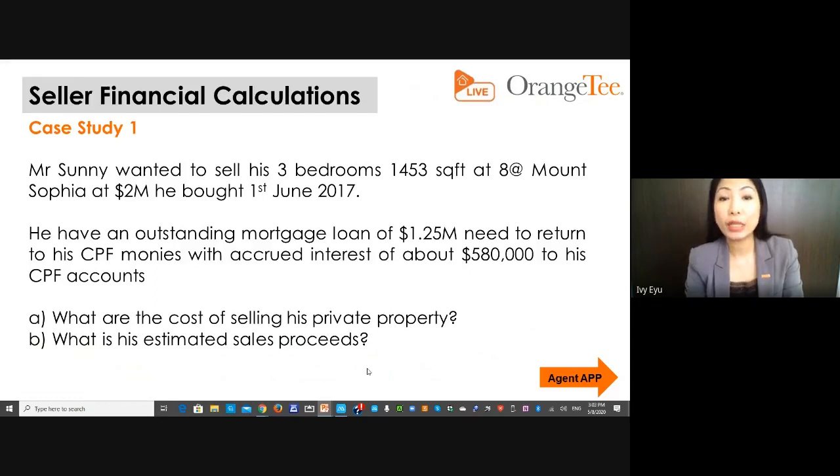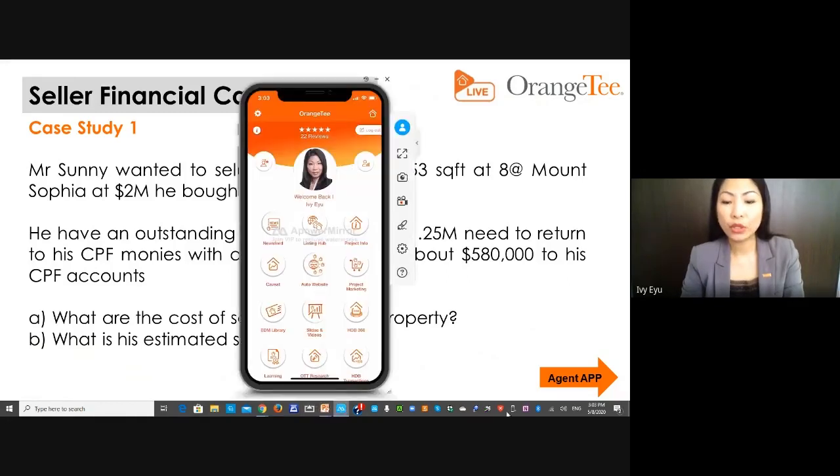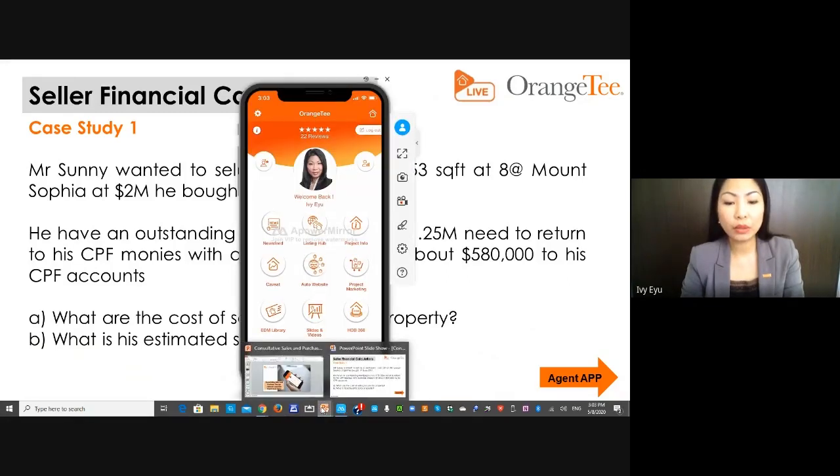It's about 580,000. The common question asked when serving a private seller is: what are the costs of selling his private property, and what is his estimated sales proceeds? This is to plan in case, after the sale of his property, he may want to buy the next property. So we'll now move on to our agent app, where I will show you how we're going to use it to do this.